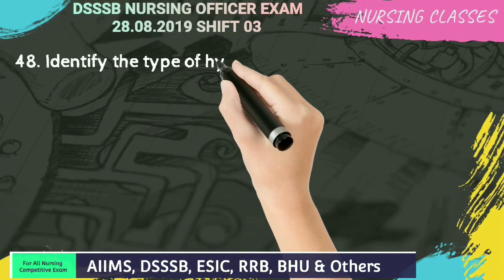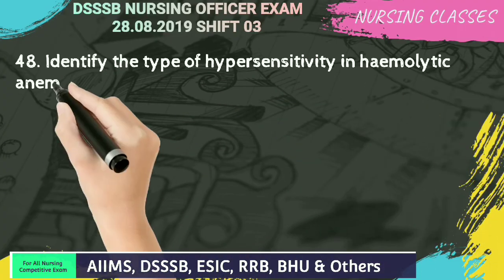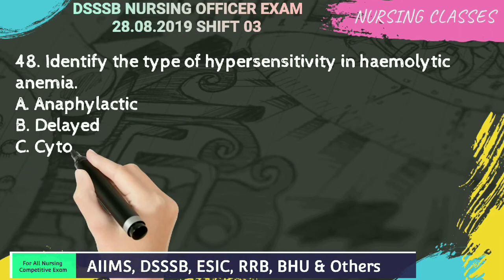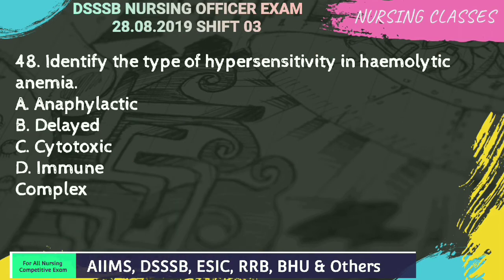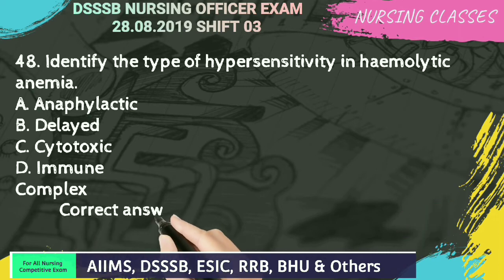48. Identify the type of hypersensitivity in hemolytic anemia. A. Anaphylactic. B. Delayed. C. Cytotoxic. D. Immune complex. Correct answer C. Cytotoxic.